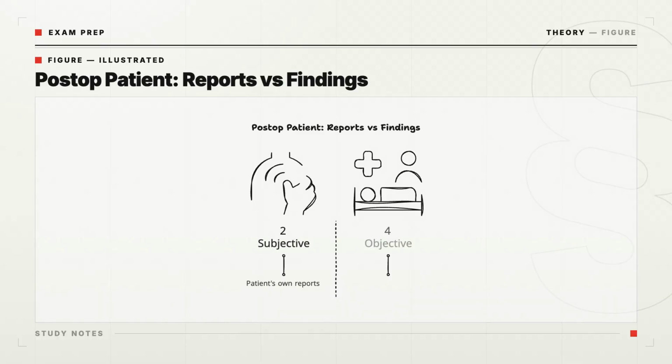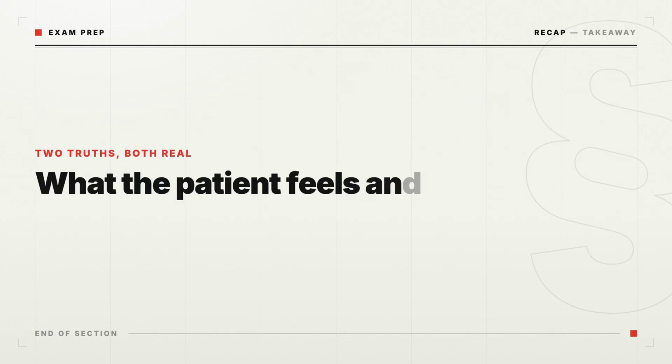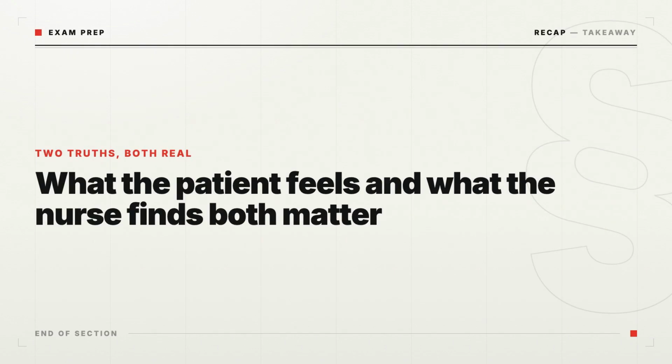Picture a woman on her second day after gallbladder surgery. She says her shoulder aches and she barely slept. Both subjective, while the nurse notes her temperature, a soft abdomen, active bowel sounds, and a clean incision, all objective and confirmed. Verbs like reports, states, and rates flag subjective data, while assessed, measured, and observed flag objective data. Neither one is more trustworthy than the other. Good nursing keeps them straight so it can attend to both what the body is doing and what the person is feeling.